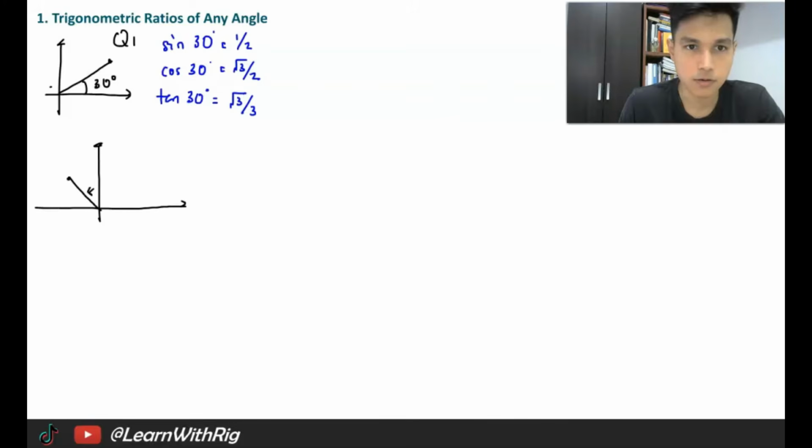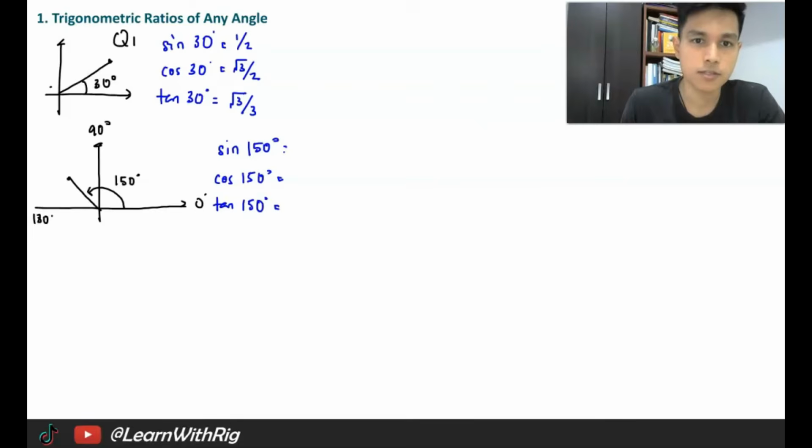Okay, so from here all the way to here. From 0, here is 90, here is 180. Now this angle here is 150. So what will be the answer if I write sine 150 or cos 150 or tangent 150? Now you can try this.